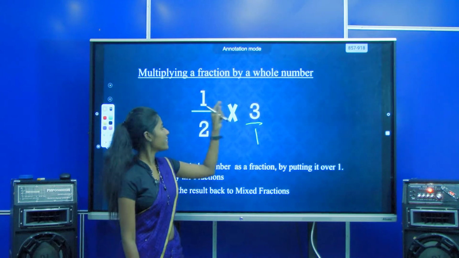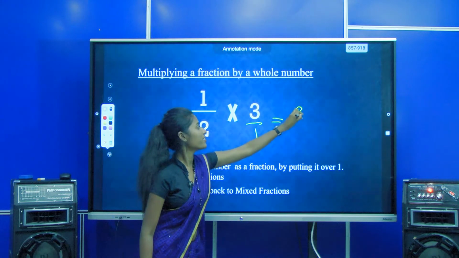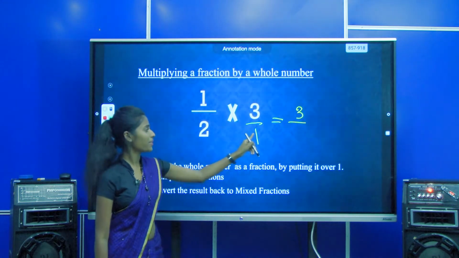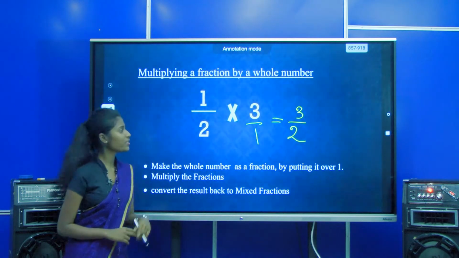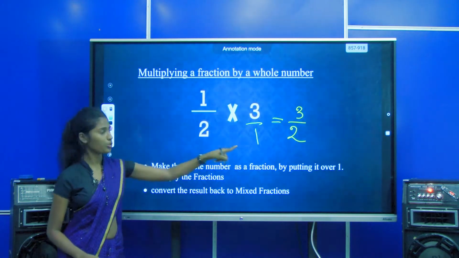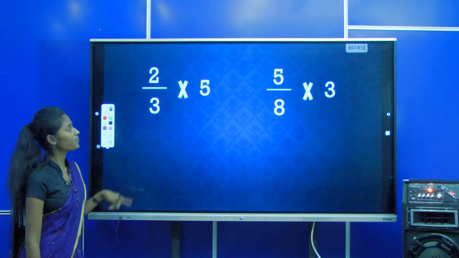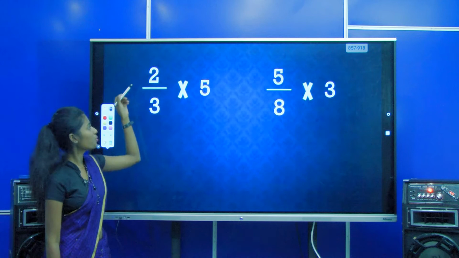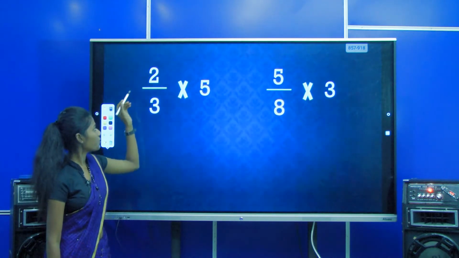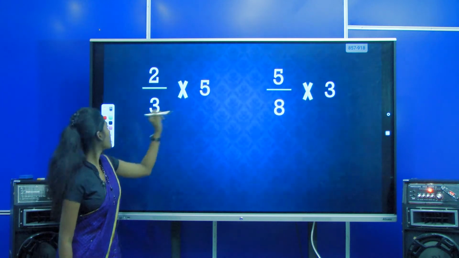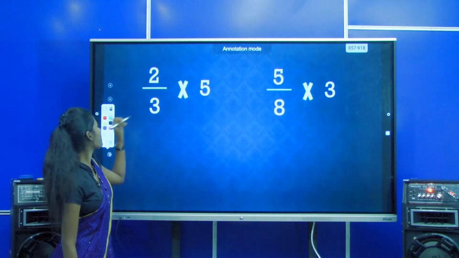How? Let's see. 1 multiplied by 3, 3. 2 multiplied by 1 is 2. The answer is 3 over 2. Okay, let's do some examples. 2 over 3 multiplied by 5. First, you have to make it as a fraction.